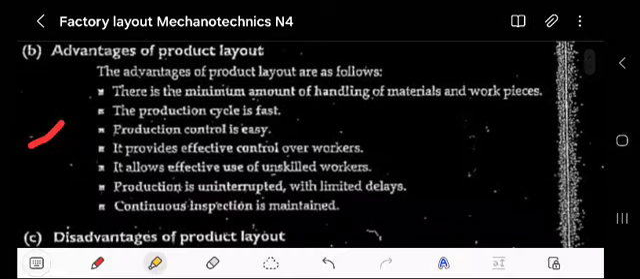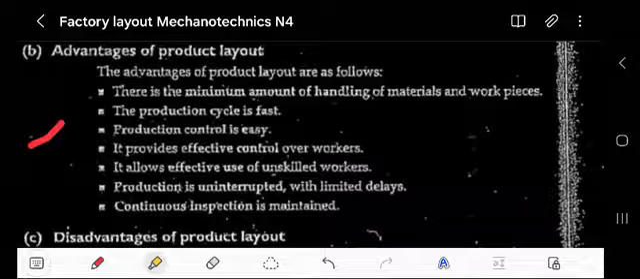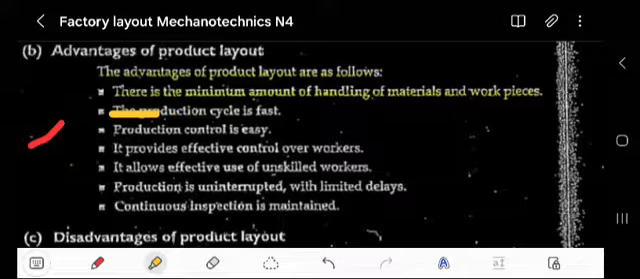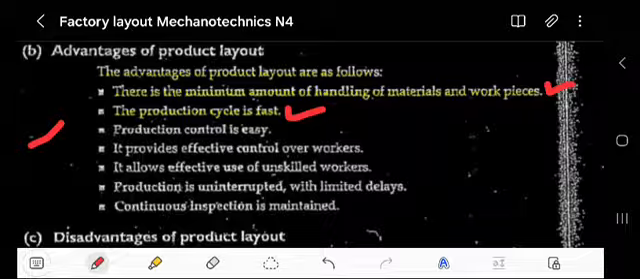Let's check whether this one is simplified or not. Yes, these are simplified. Remember, we did this at the top, but now I want to check the simplified form. The advantages of the product layout are as follows. There is a minimum amount of handling of material and workpiece, that is a nice point. The product cycle is fast. Then production control is easy.